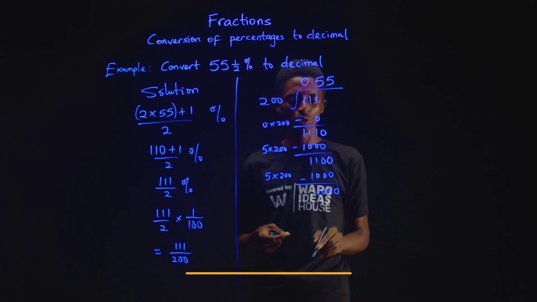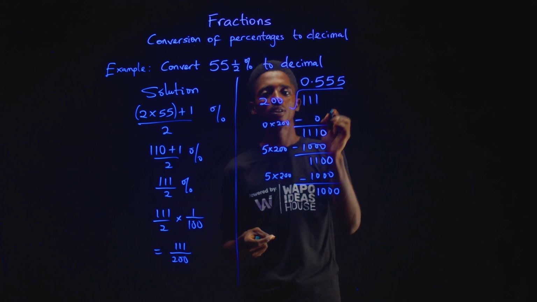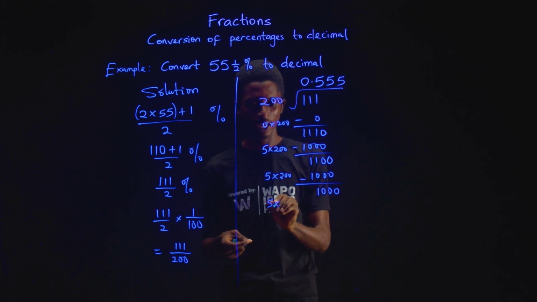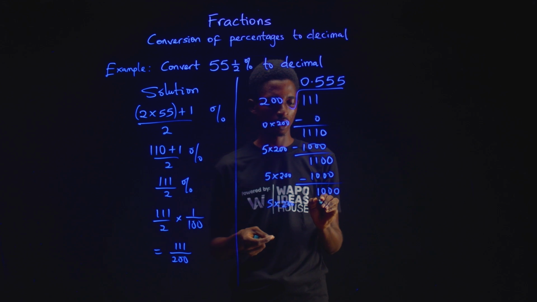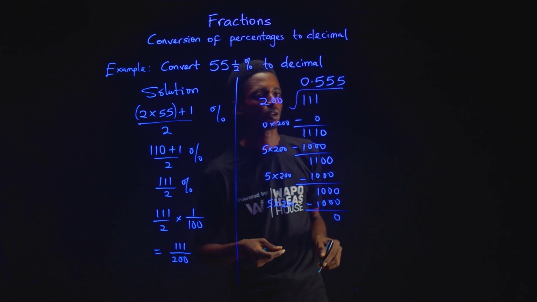Now another 0 to this, and then 200 in 1,000, that is 5. And then 5 times 200 will give us 1,000. Now the difference is 0.